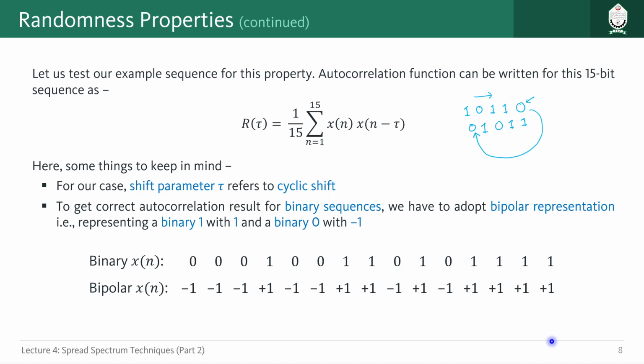Now the next thing to keep in mind is that to get the correct autocorrelation result, we have to change our binary sequence to a bipolar representation. Like here, this was our binary sequence of 15 bits, right? We have to represent that using a bipolar representation. That means all the zeros should be represented with -1 and ones should be represented with +1. This is because we are calculating the autocorrelation function and there is a multiplication, and when you are multiplying with 0, that actually results in nothing. That's why, to avoid that, we are using the bipolar representation.